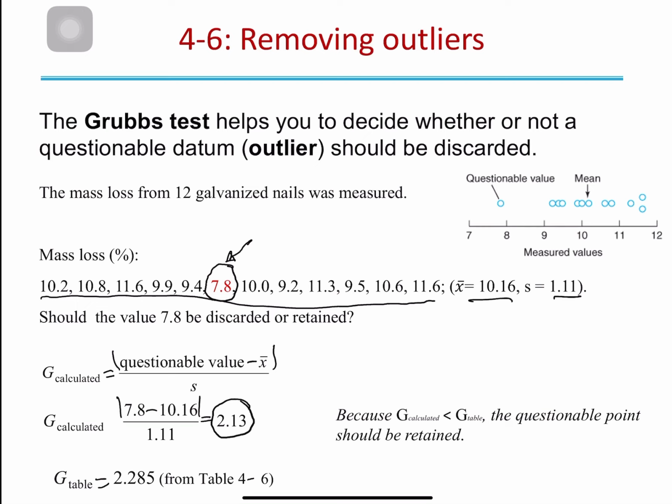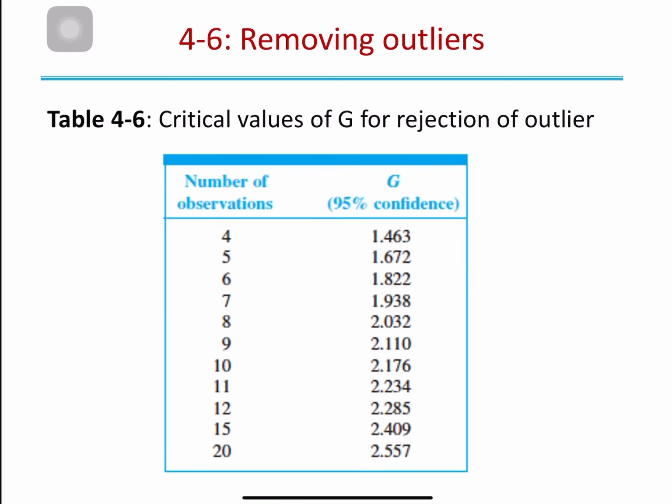In the same way as we looked at the t value from the table, there is also a table for the G value at the 95% confidence level. I look up the G value from the table at 95% confidence for the number of observations. Here, there is no degree of freedom. I look at the number of observations. My total number of observations was 12, so I look at 12. The value opposite 12 observations is 2.285.